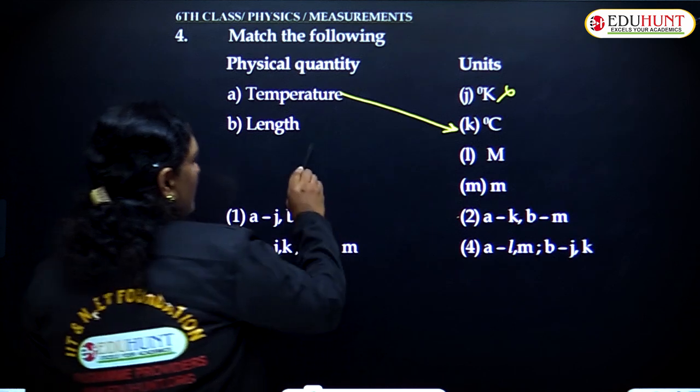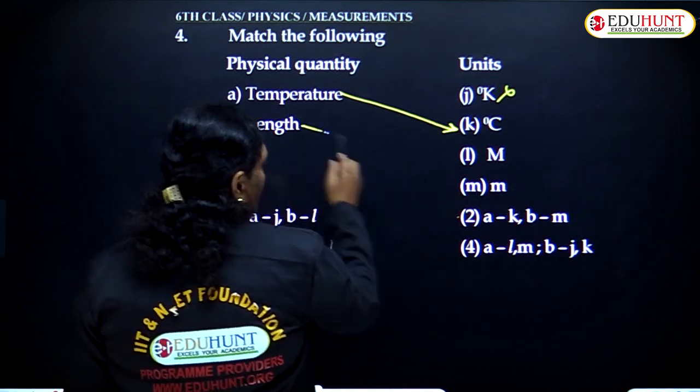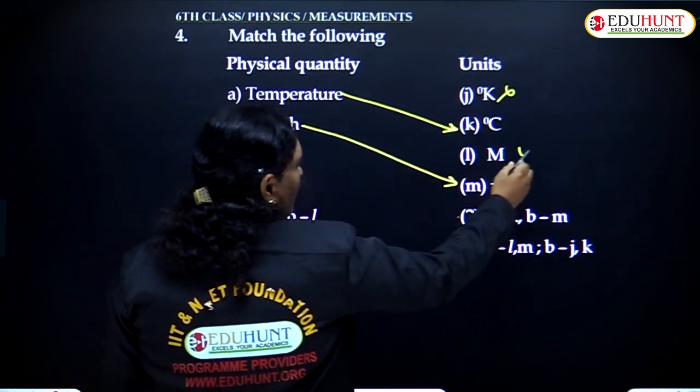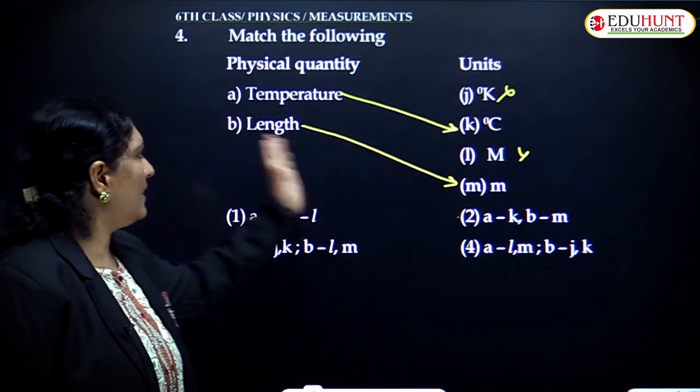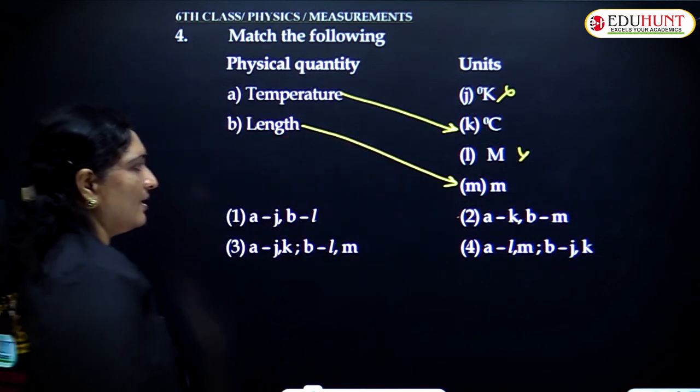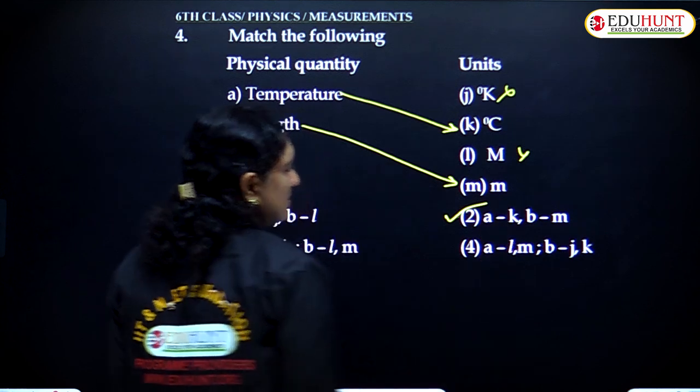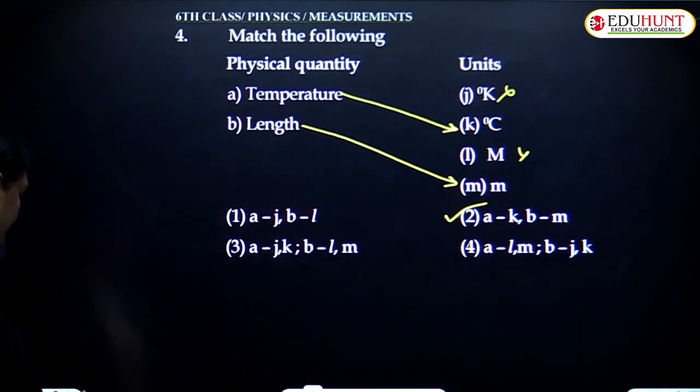And length is generally measured in meters, means it should be written in small letters but not in capital letters. So, for first option A, it is K, and for B, it should be m. For A, K and B is m. So, second answer is true.